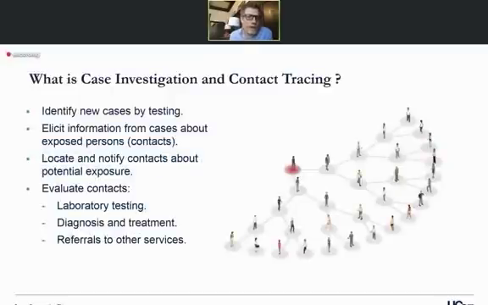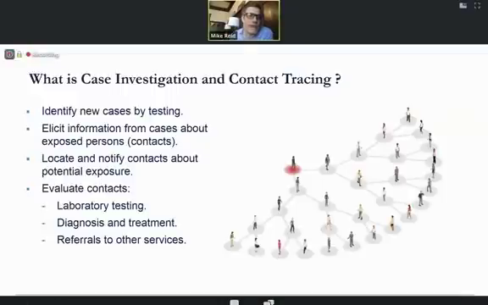So first of all, contact tracing is a buzzword that has been in the mainstream media a lot over the last few days. What does it mean? How does it relate to case investigation? And what is that? What's the role of those things in control of any kind of epidemic?